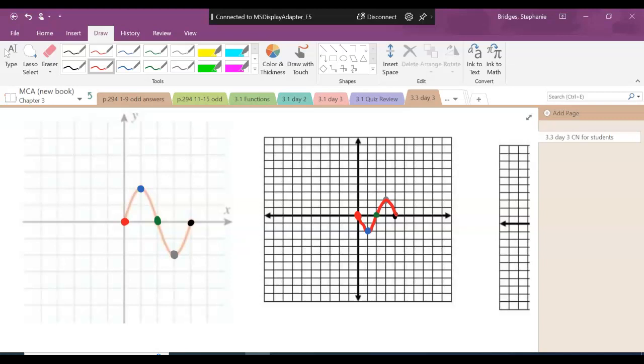It gets really tricky on these when your graph isn't fully on one side of the y-axis, but I'm going to try to avoid giving you those because those get a little sketchy.